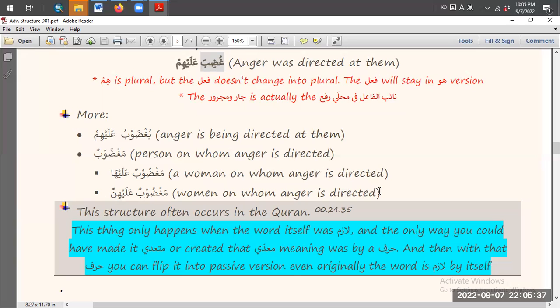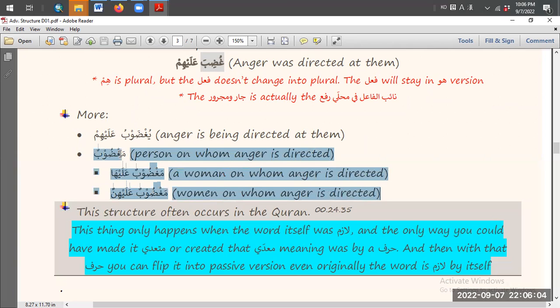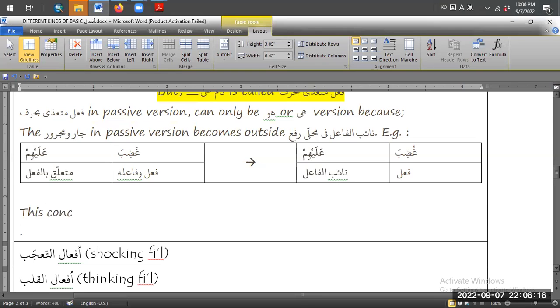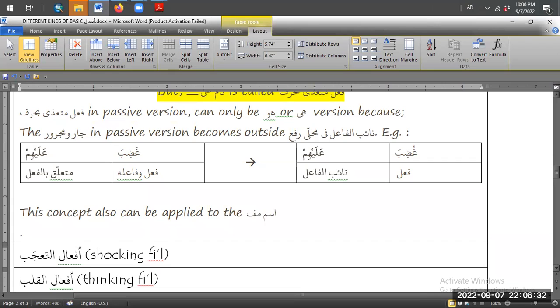Okay. So, Sister Sabiha, yes. What did you say? I was just looking at it and I think it's a maf'ul. Oh yeah, this is a maf'ul, yeah. And then Sister Sarwat? All good? Yes. Okay, alhamdulillah. So yeah, you can also apply this concept to the ism maf'ul.